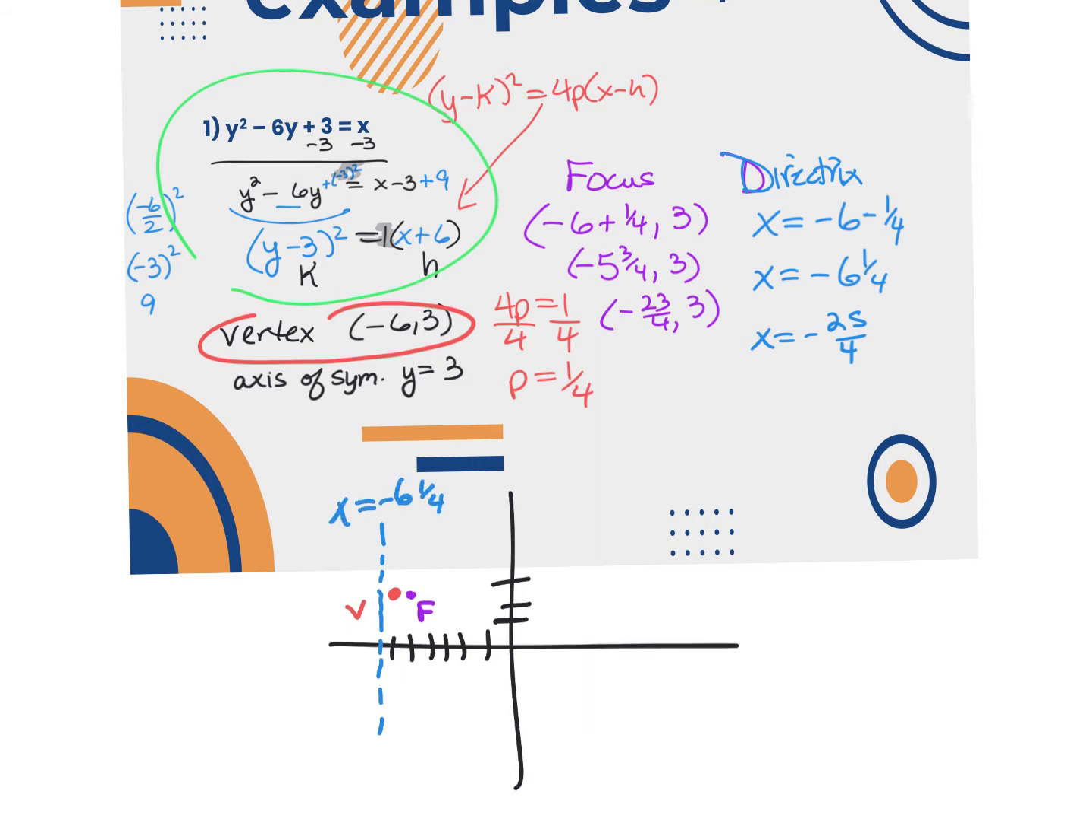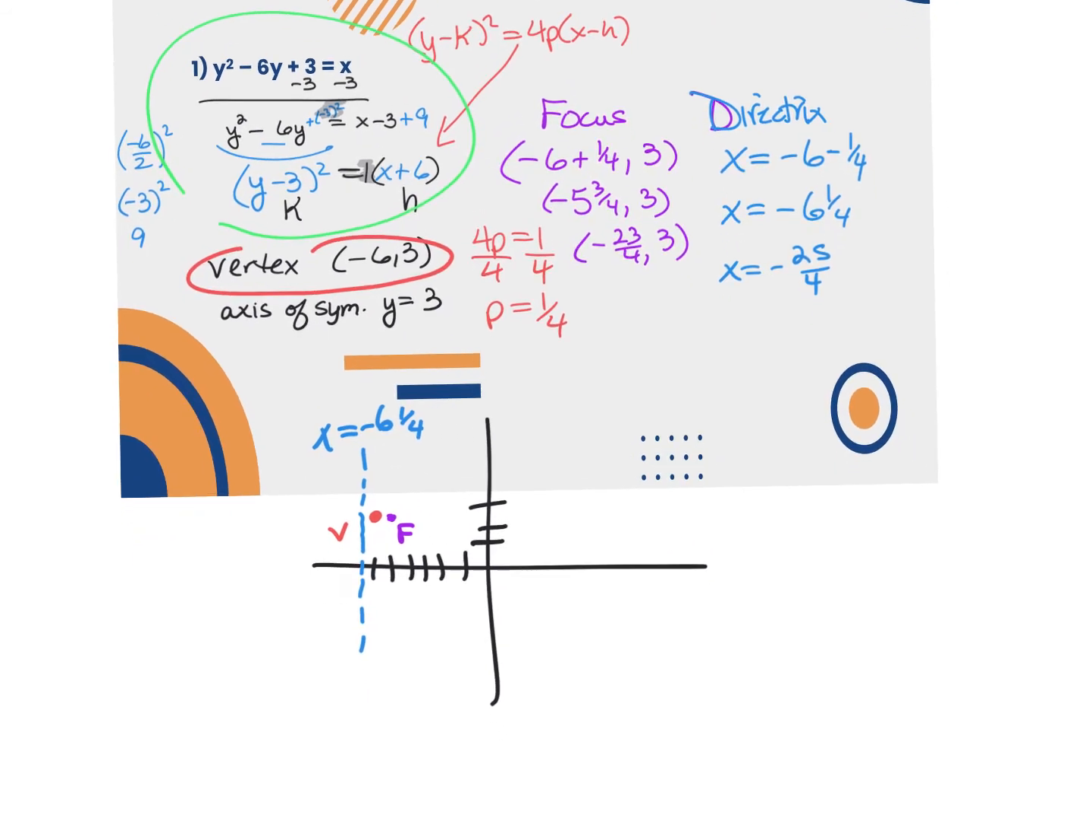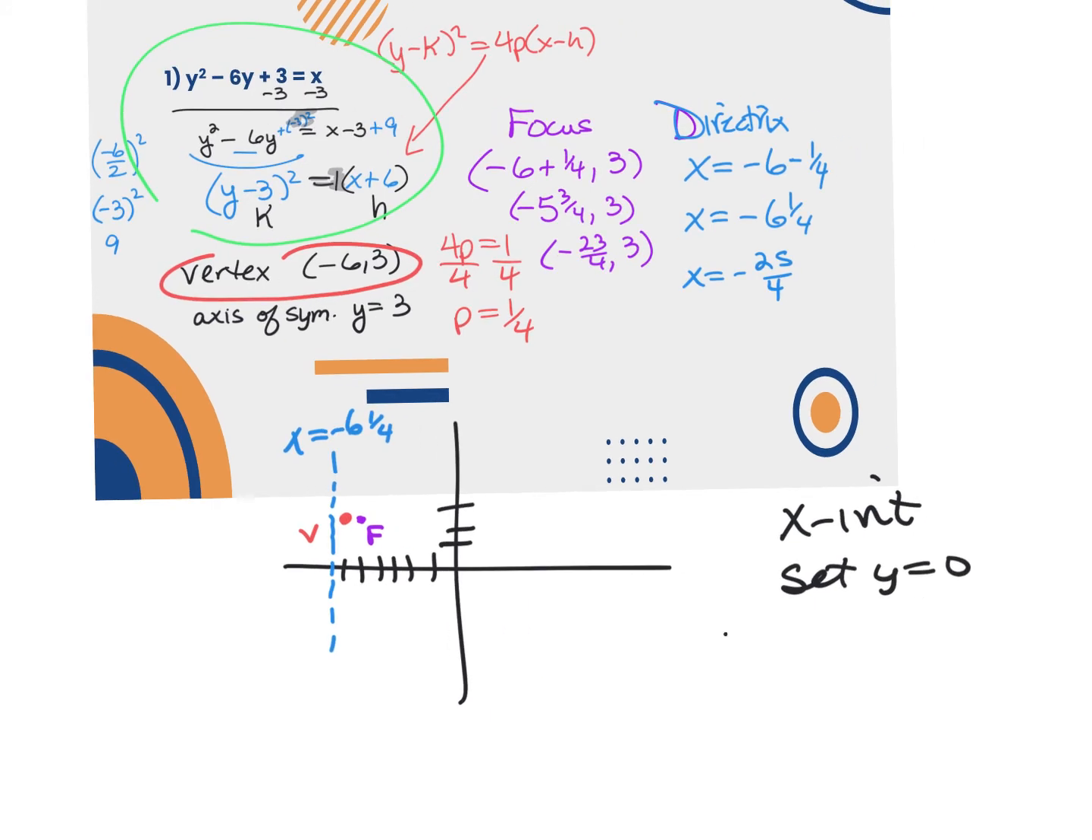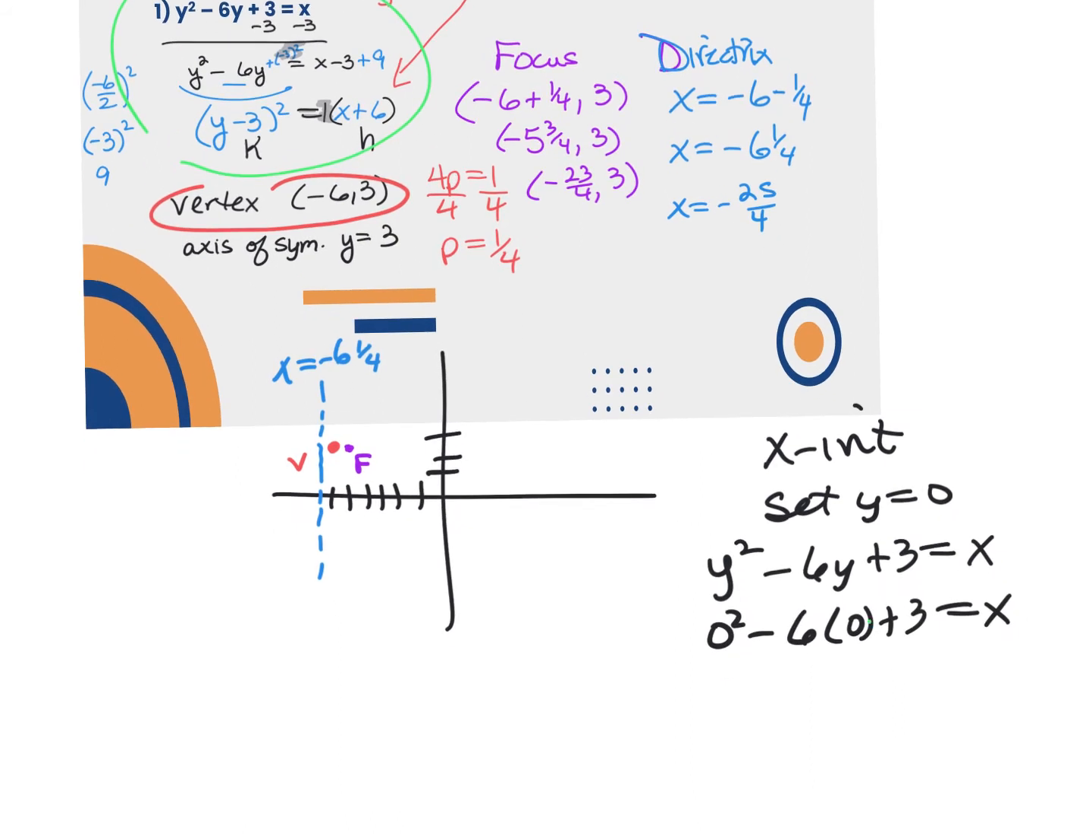And now remember, when the center was not at the origin, we needed to find an additional point. So for this one, I can either find my x or my y-intercept. Let me go ahead and find my x-intercept. I'm going to set y equal to 0 into my original equation, which was y squared minus 6y plus 3 equals x. So 0 squared, 6 times 0 plus 3. Notice this is all gone. So then you're just left with 3 equals x. So 3 comma 0 would be your x-intercept.